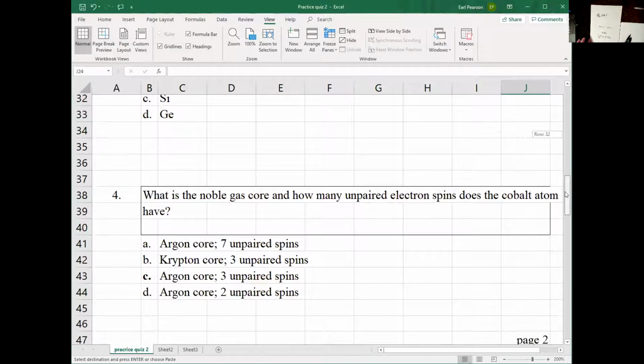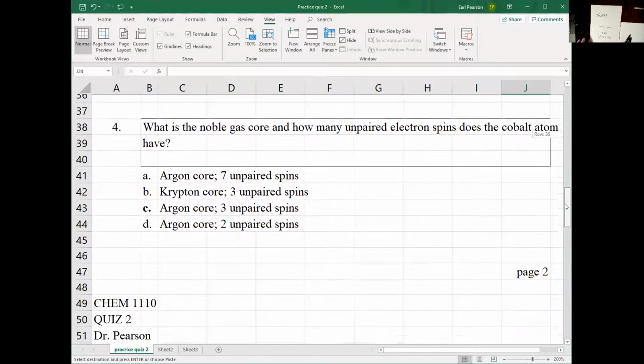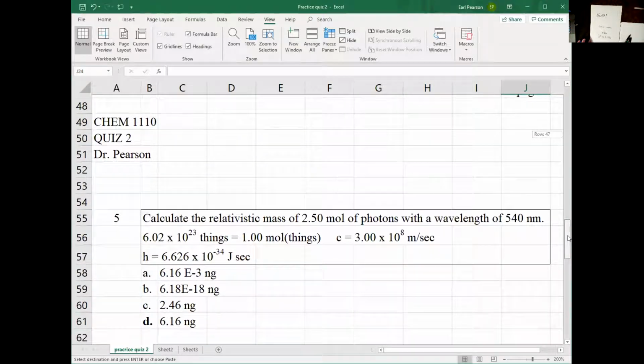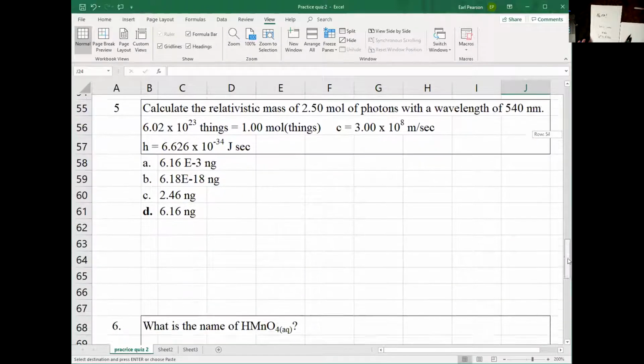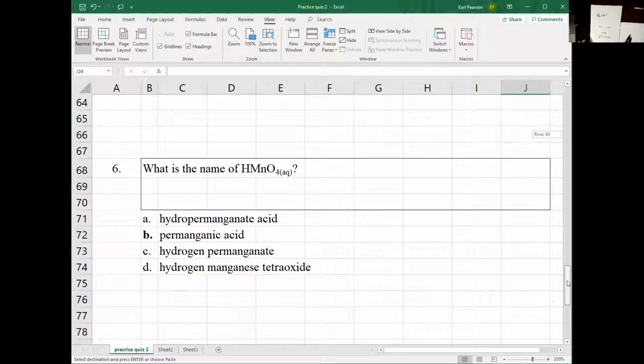Not something I'm going to guess right away, though. How many unpaired electron spins does the cobalt atom have? Okay, we could get that one. And then number 5 is, again, a problem with nomenclature. If you have learned this, then this is really easy.